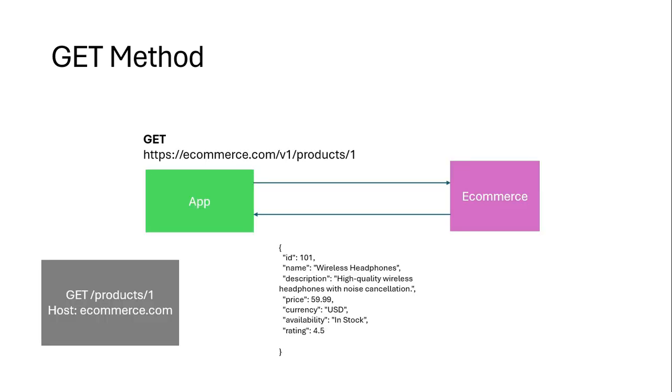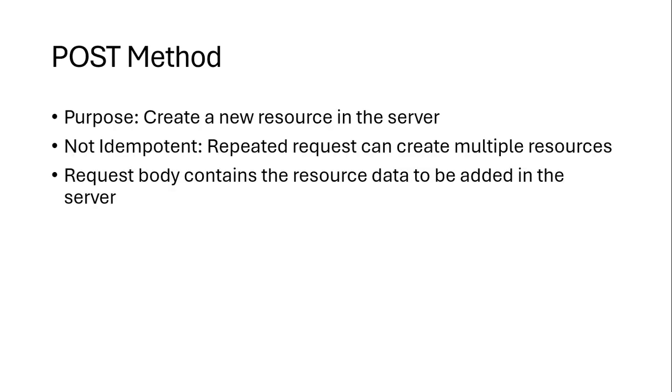For example, here we just mention the endpoint with the product ID as one, and the e-commerce application is going to process that data and send back the response. So no request body is required here, and it is idempotent. It's pretty simple.